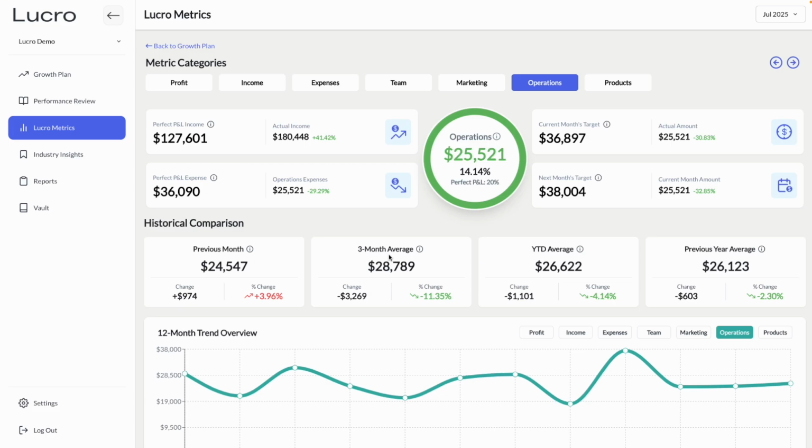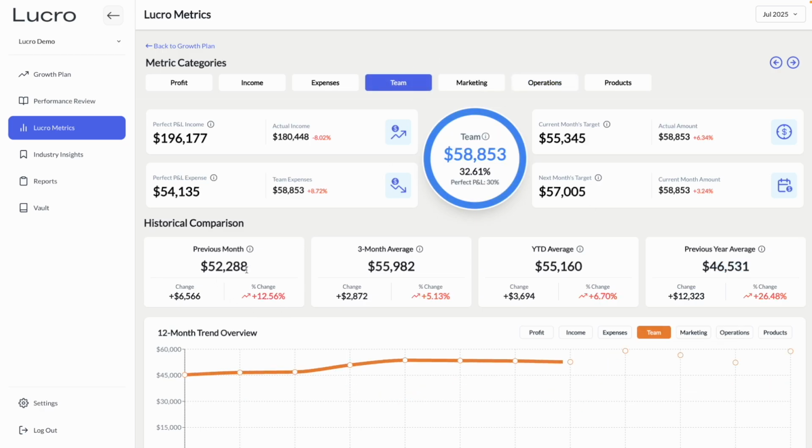The 3-month average. So on average of the last 3 months, we spent $28,000. We are now $3,200 below that, which is really good. Year-to-date average, so at the beginning of the year, in this case 2025, January until the end of July, we've averaged $26,000 expenditure here. We're down $1,100. And then we look at what was last year's average, and then we can compare those 4 different categories across all of them. How are you doing in comparison to historical review?